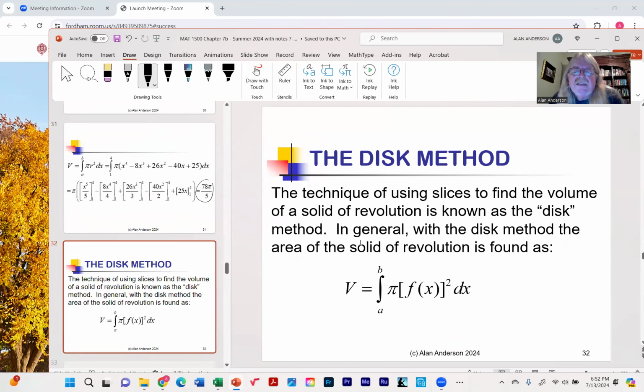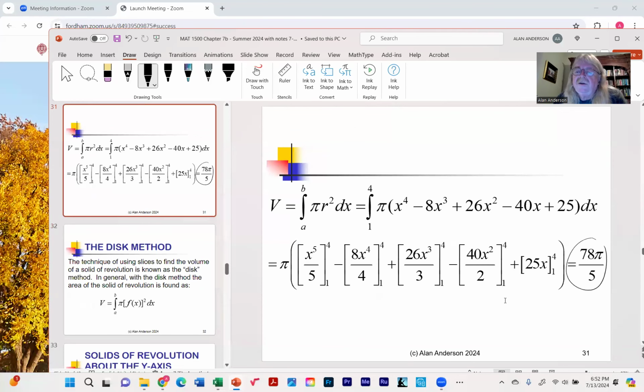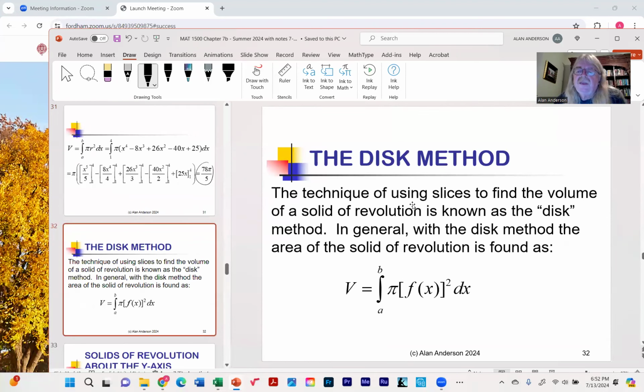All right, now what we've just been doing is known as the disk method. Okay, so in general, what we're going to end up with is this result. And you can see why, because we had here pi times r squared. It's the r squared that came from the slice that we were using. So in general, this is what we'll end up with. This can be applied to a large number of different shapes.